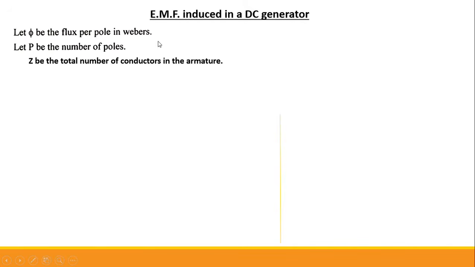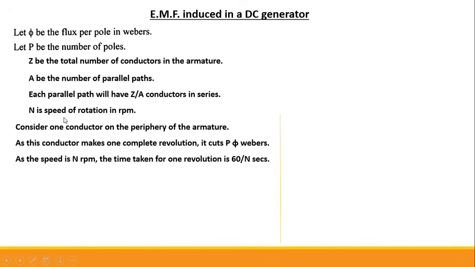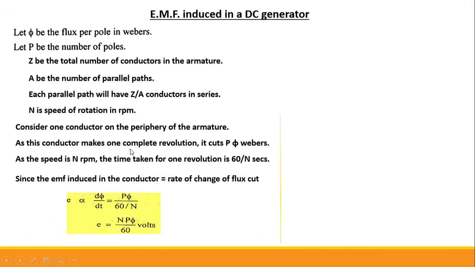Let phi be the flux per pole in Webers, P be the number of poles, Z be the total number of conductors in the armature, A be the number of parallel paths. Each parallel path will have Z by A conductors in series, where N is the speed of rotation in RPM. Consider one conductor on the periphery of the armature. As this conductor makes one complete revolution, it cuts P phi Webers, P for poles, phi for flux. As the speed is N RPM, the time taken for one revolution is 60 divided by N seconds.